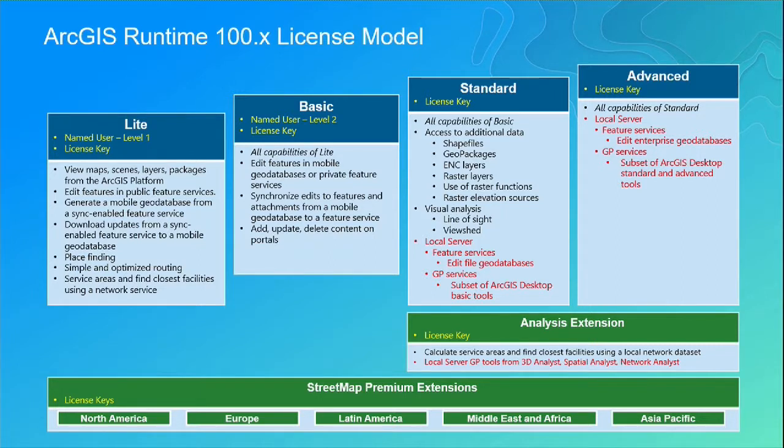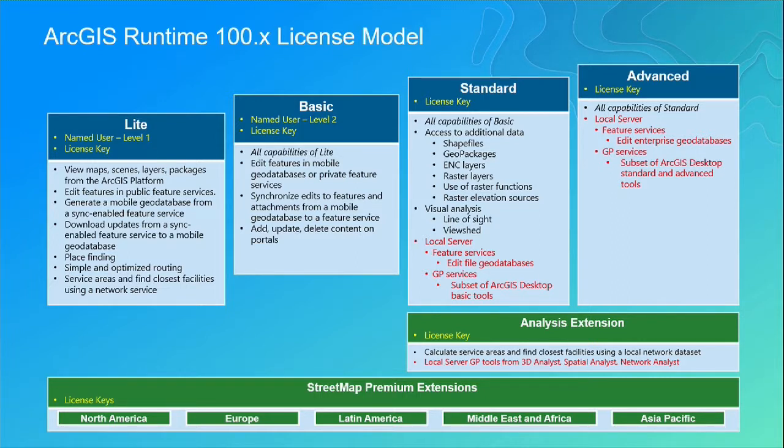As soon as you move into basic, there's a cost associated with that license. And that usually means that you're going to be editing if you move from light to basic. The difference there is generally editing. You're editing data at some point through runtime. The next level up is standard, and at this point, it's only available through a license key at this stage.